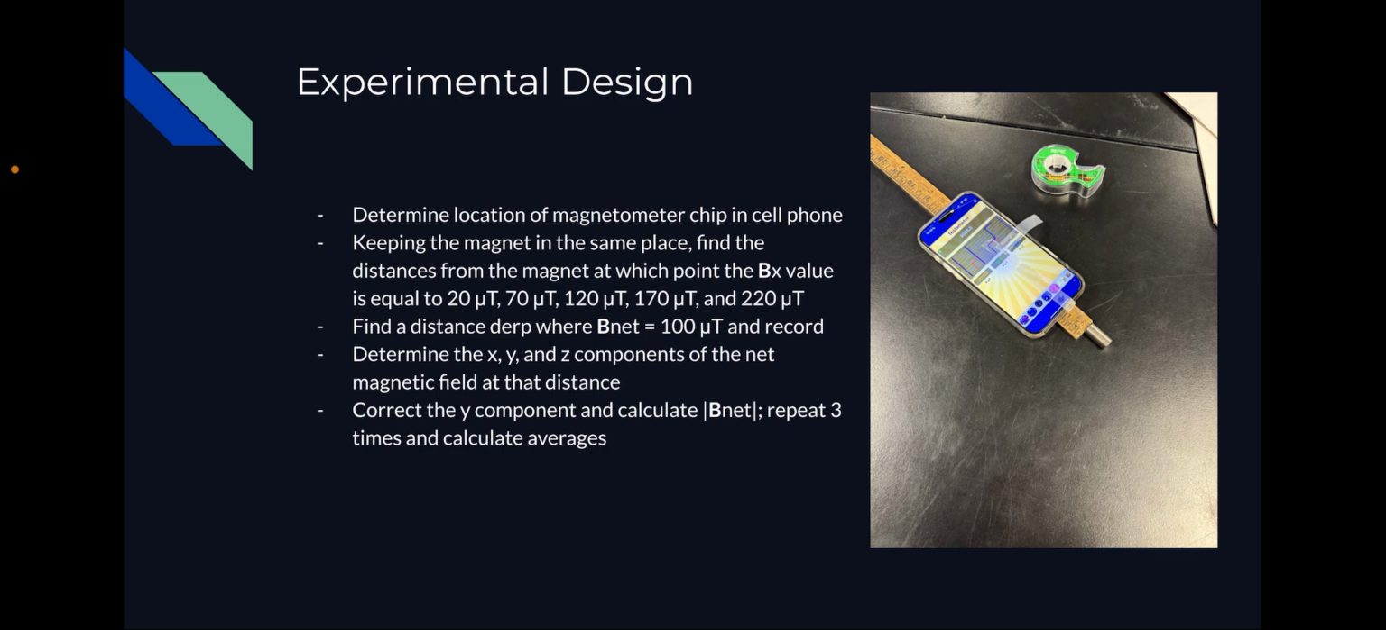We determined the x, y, and z components of the net magnetic field at that distance, like I just said, and we corrected the y component and calculated B net for this situation, and then repeated everything 3 times and calculated averages. And then here's just a photo of one of the measurements that we were doing.